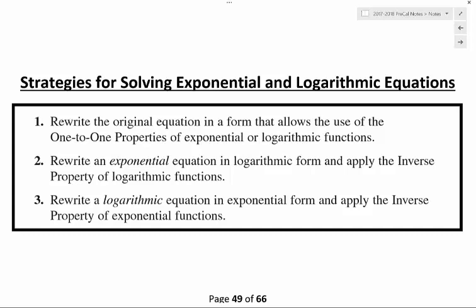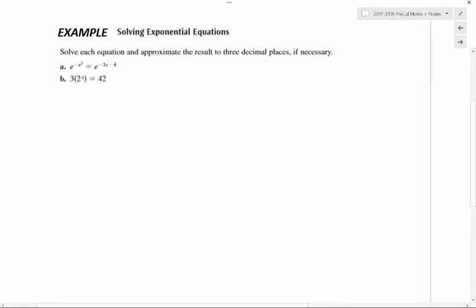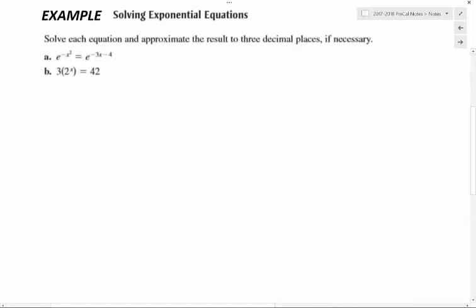If I have 3 to the x equals 4, I could take the natural log of both sides. If I have log base 3 of x equals 4, I could raise both sides by the base of the logarithm. And those would be applications of the inverse property. So in this case, solve each equation and approximate the result to 3 decimal places if necessary.